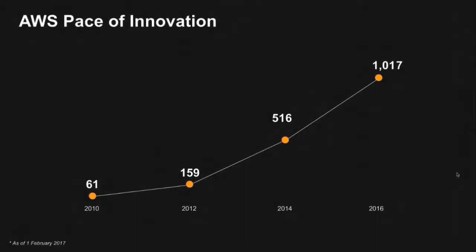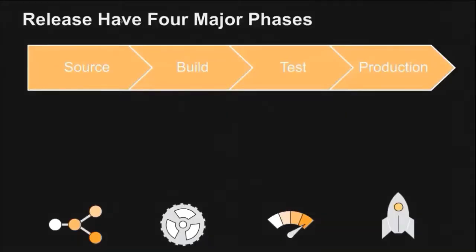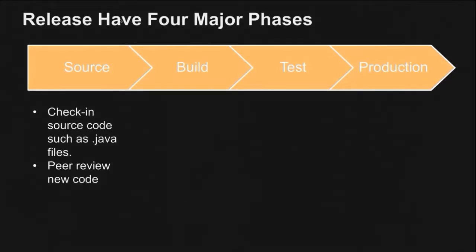We have tools that we've released to help you go faster in a more stable way. Some of those examples are AWS CodeCommit, CodePipeline, and CodeBuild. So let's talk about the release cycle. There are 4 major phases. The first one is the source phase.